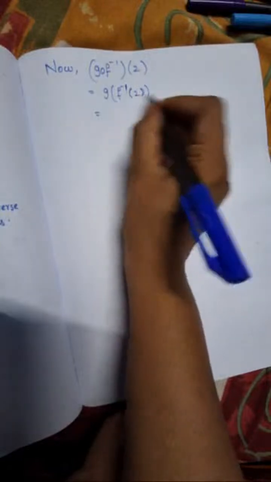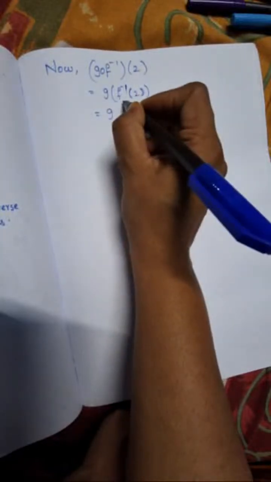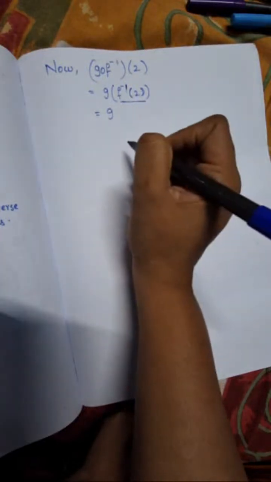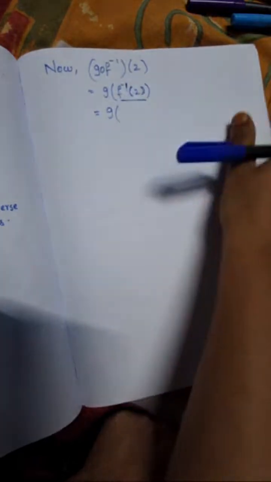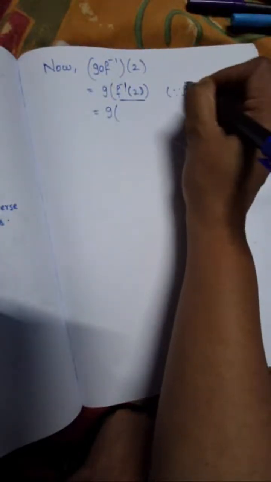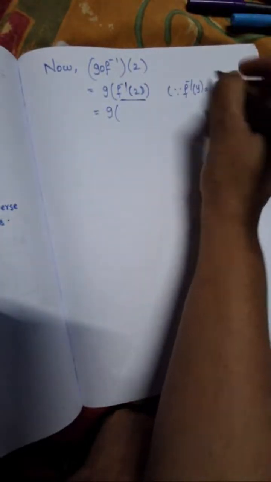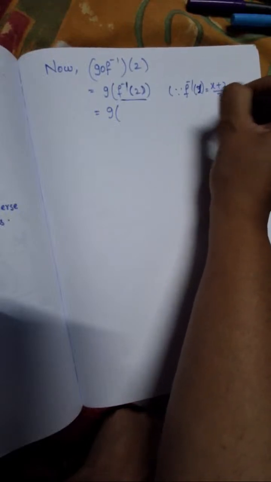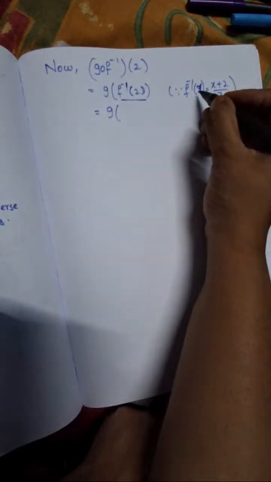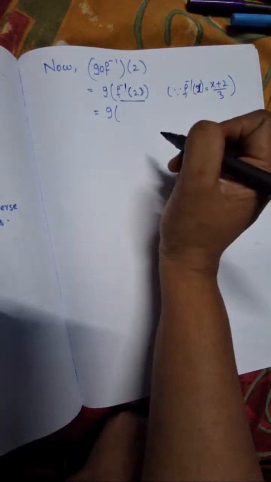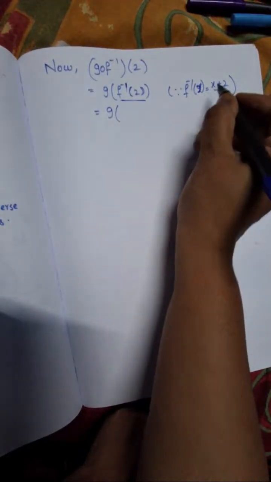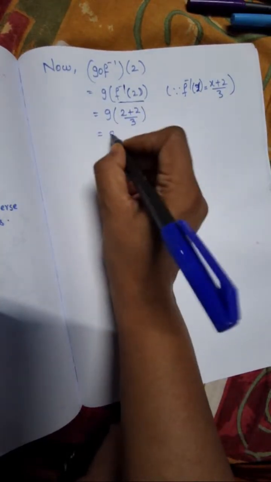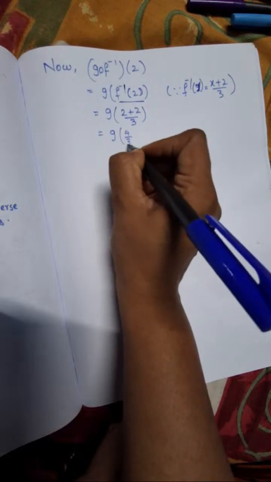Now two brackets are there. First we have to simplify the inner bracket, f inverse of 2. Since we have f inverse of y is equal to x plus 2 by 3, in place of x we have 2. So substitute this 2 value here: 2 plus 2 by 3. Okay, g of 4 by 3 we obtained.